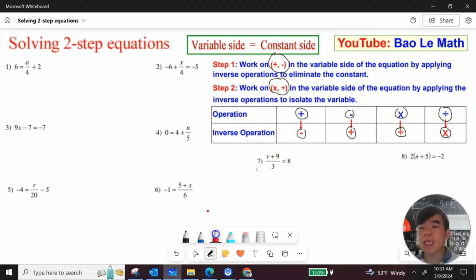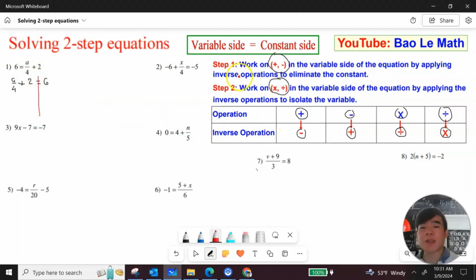So let's take a look at the first example right here. Now we know the variable goes on the left side and the constant on the other side. I have 6 equals a over 4 plus 2, so I just rewrite this one as a over 4 plus 2 equals 6. If I rewrite it, it helps me a lot, and it's very simple. It looks the same. Alright, so I draw a line right here.